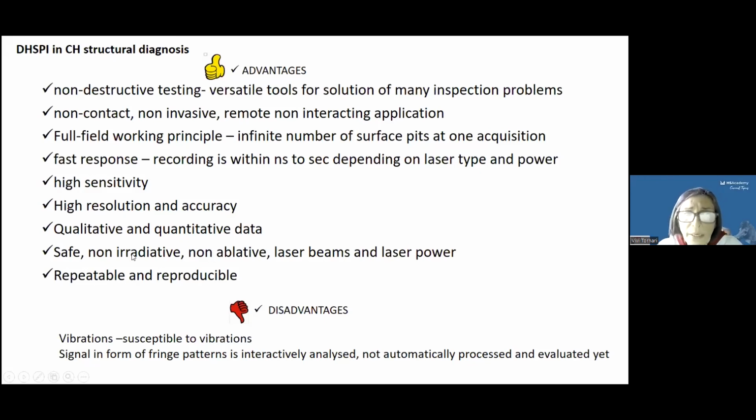And we speak about a method that can give us both qualitative and quantitative data. Qualitative is very important while you are working on field, because before you have time to do any processing and post-processing of the data, you get a direct understanding of the structural condition of your surface.